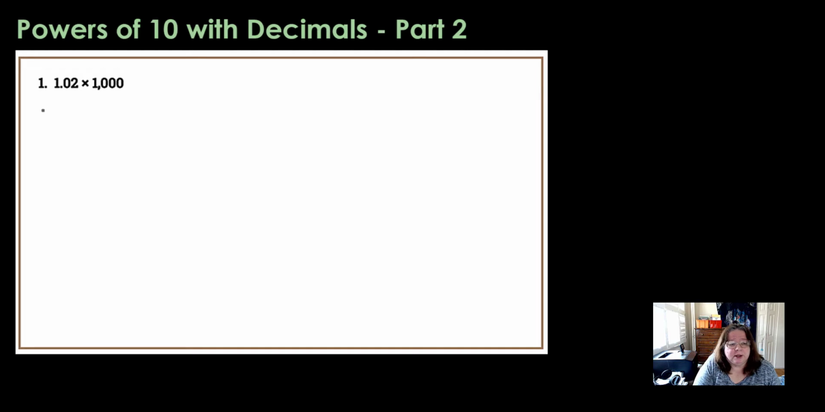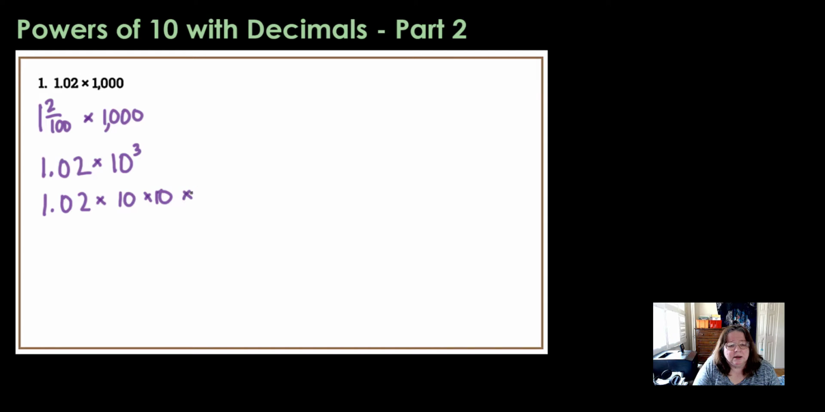There's a couple different ways I could write this. I could go 1 and 2/100 times 1,000. I could do 1.02 times 10 to the third power. I could do 1.02 times 10 times 10 times 10. All of these are different expressions, different ways of writing the same thing we have up here. Well, let's solve this problem now.